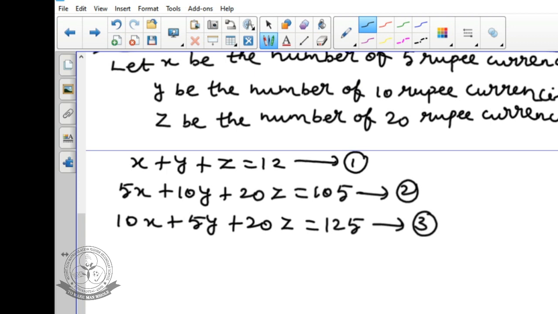Next, third condition. The first two will be interchanged, so x and y will be changed. So 10x plus 5y. The third one will not change, so 20z, you have to write as it is. The value is increased by 20, so 105 plus 20 equal to 125. The value will be increased by 20, so we get 125. Okay. Here you have to write by the data given.